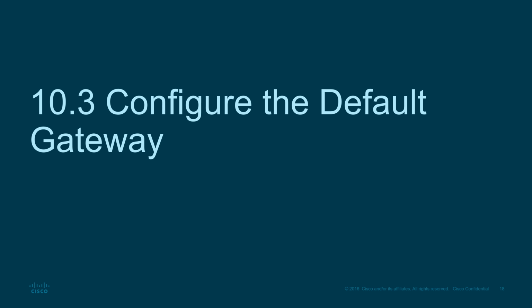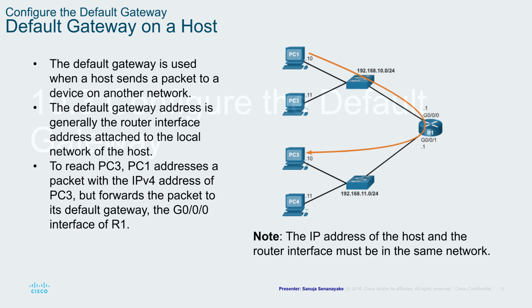Configure the default gateway. The default gateway is used when a host sends a packet to a device on another network. The default gateway address is generally the router interface address attached to the local network of the host.